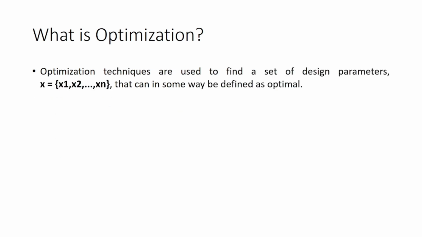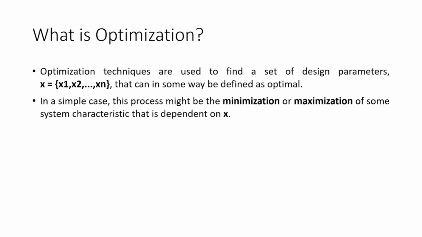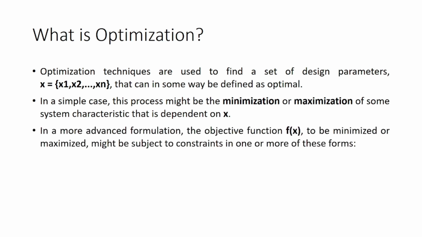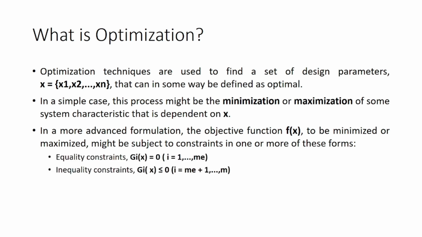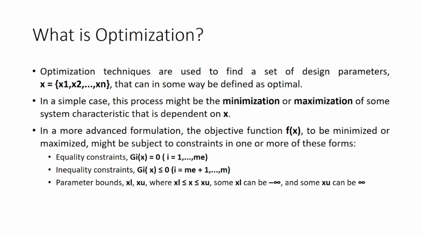Optimization techniques are used to find a set of design parameters that can in some way be defined as optimal. In a simple case, this process might be a minimization or maximization of some system characteristics that depends on X. In a more advanced formulation, the objective function f(x) to be minimized or maximized might be subject to some constraints in one or more of these forms. There could be some equality constraints, some inequality constraints, and some parameter bounds, like the upper bound and lower bound in the design parameters.